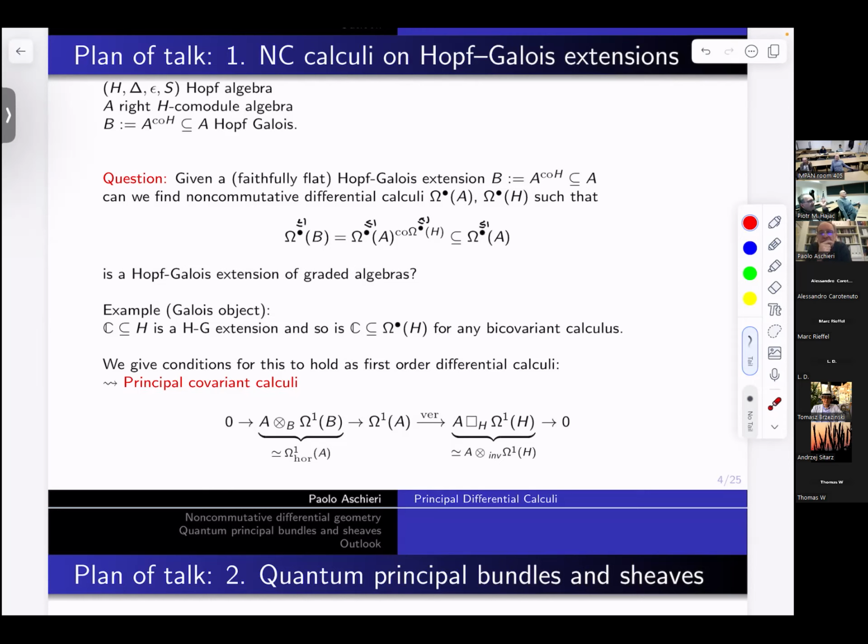Now, Ludwig raised a very good point. I mean, in which category is it definitely a left B-module? So on that, I agree with you.